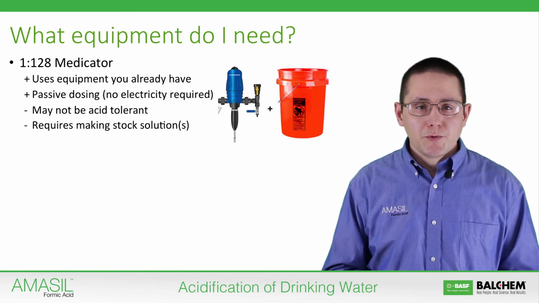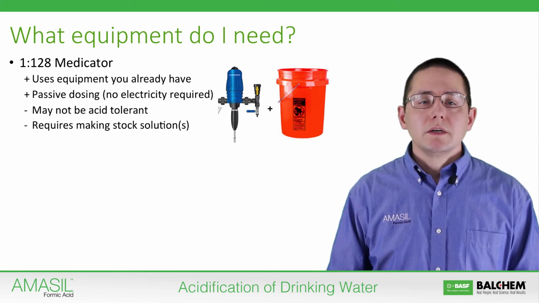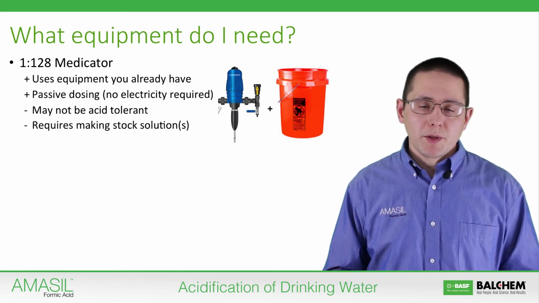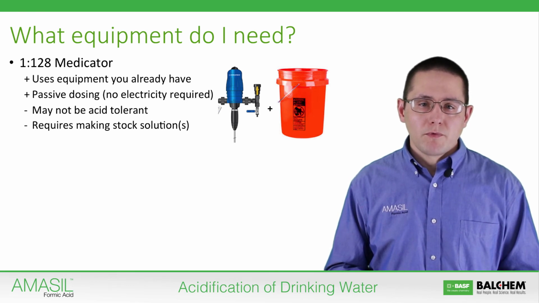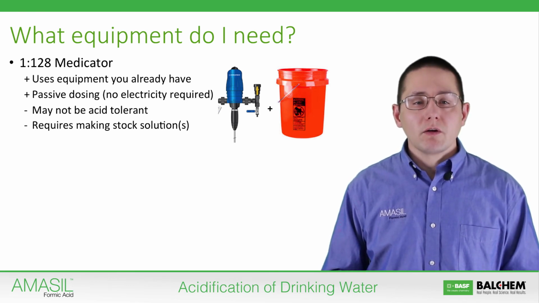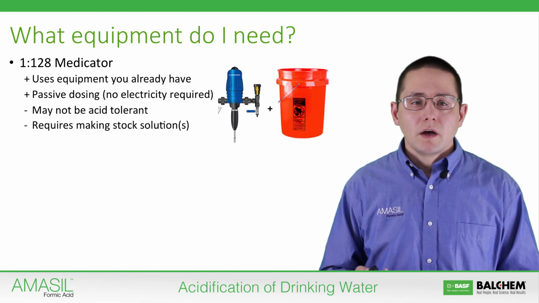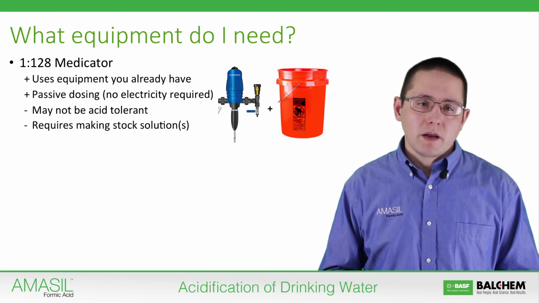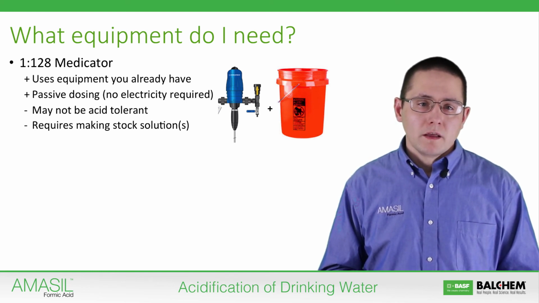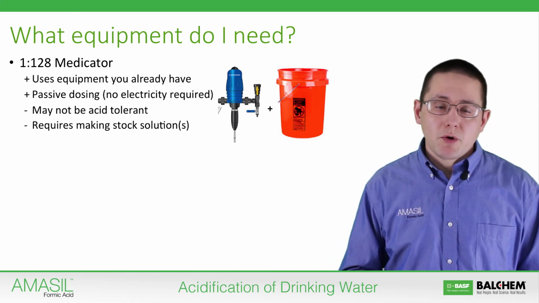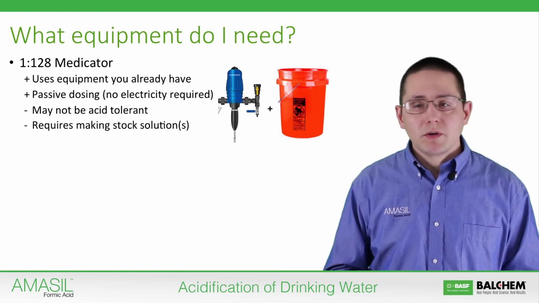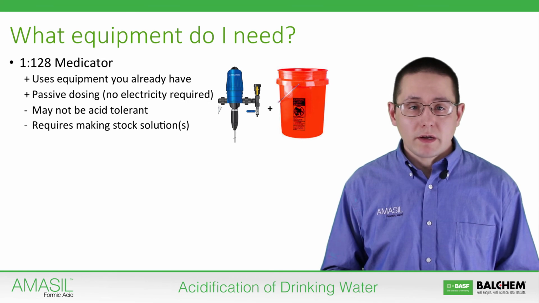So you've picked your dose, you know what you want to include. What equipment do I need? Well, there's a couple of different ways you can do it. For most people, the quick and dirty way is to use their traditional 1:128 dosing medicator, something like a Dosatron. The benefits to this is you're using equipment that you already have. It's passive dosing, so you don't need to run any wiring or anything like that.